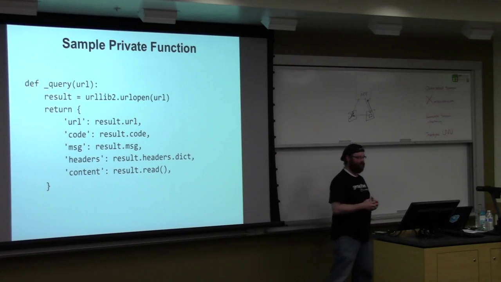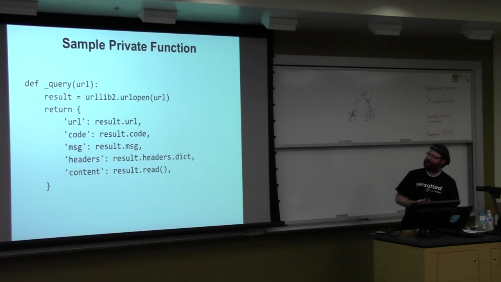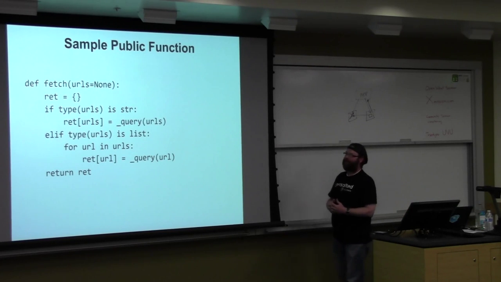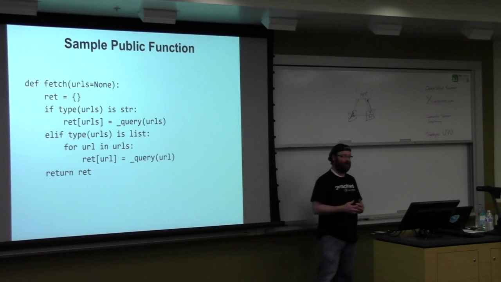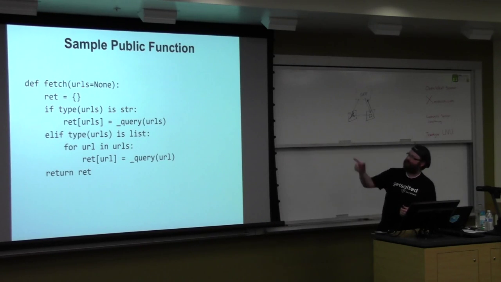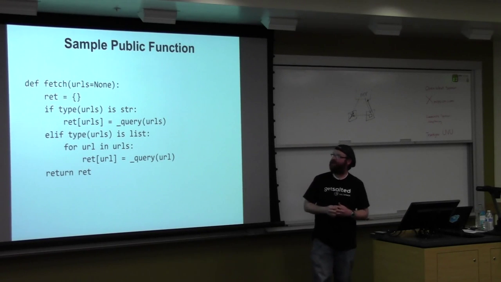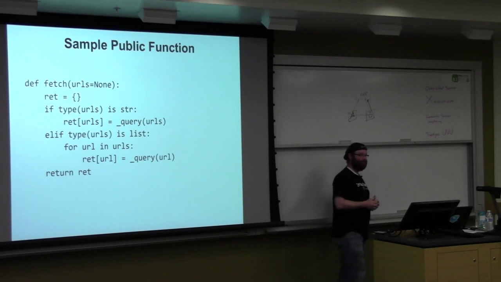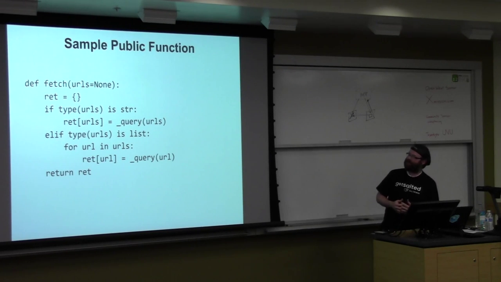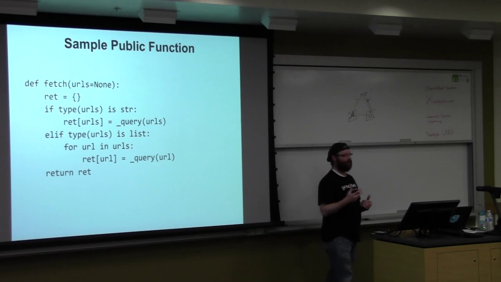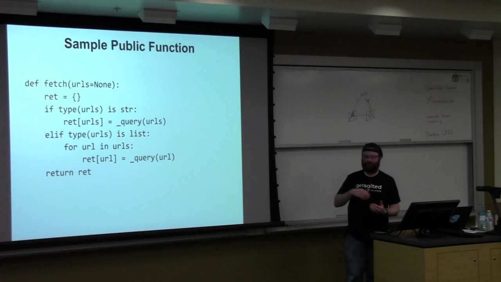You're going to see something fun about this in a moment. Result.read is also going to return, in this case, a lot of crap. And we'll deal with that. The public function, this is the one that my users are actually going to use. I'm going to call it fetch. And you notice that it's asking for URLs, and then it's checking to see if URLs is a string or a list. In this case, I can look at it and say, okay, if I got one URL, just go ahead and download it, return it. If I get multiple URLs, then go through individually, get all the information, then return it.